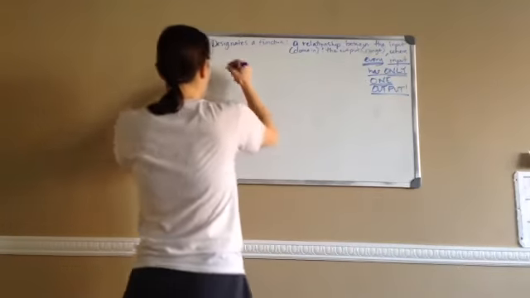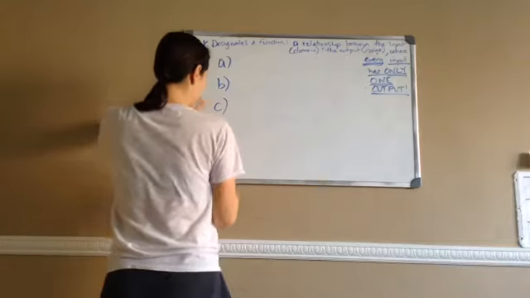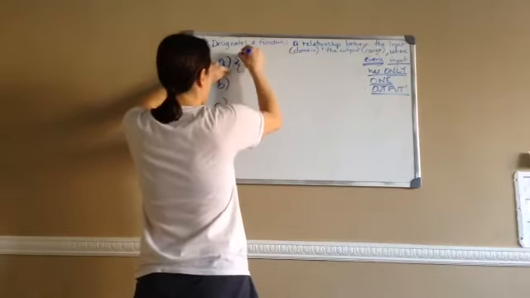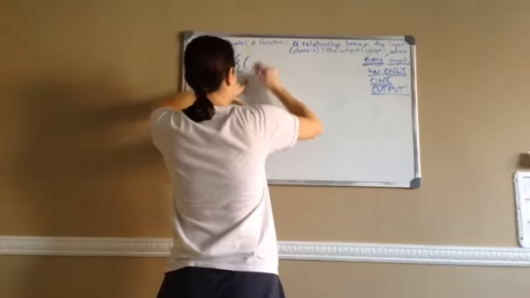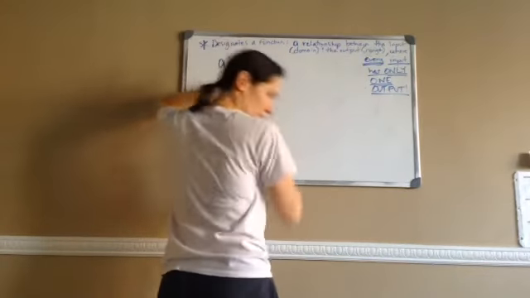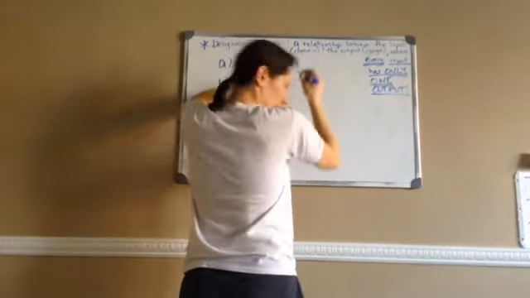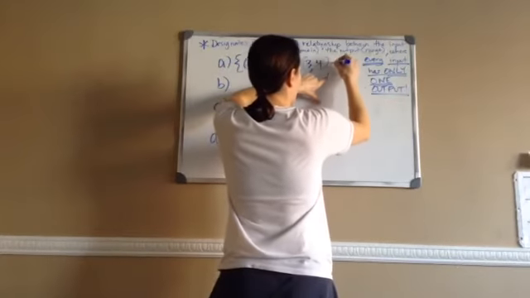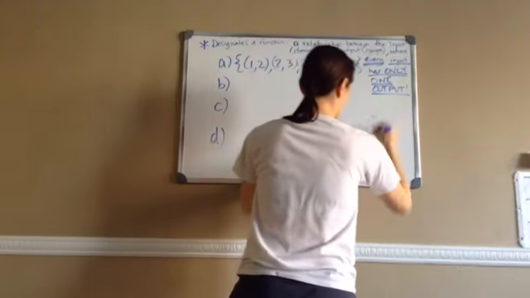So let's do A, B, C, and D together. Okay? And I really need you to pay attention when you get to C because it's really important. So here's A's, which these are important too. So here we go: 1, 2, 2, 3, 3, 4, and 4, 5. That's my first step.